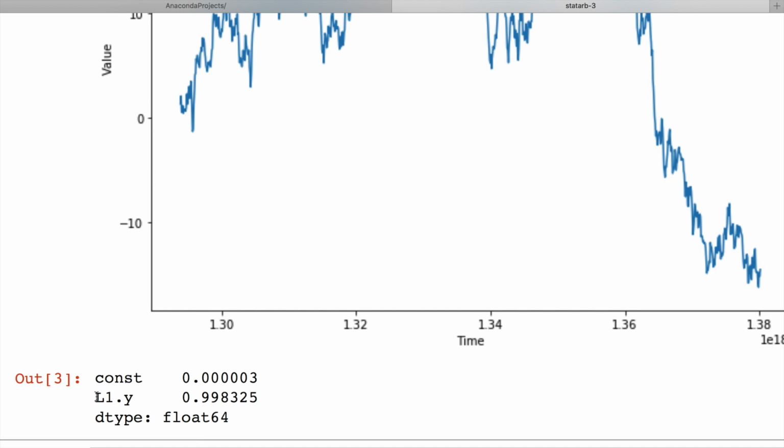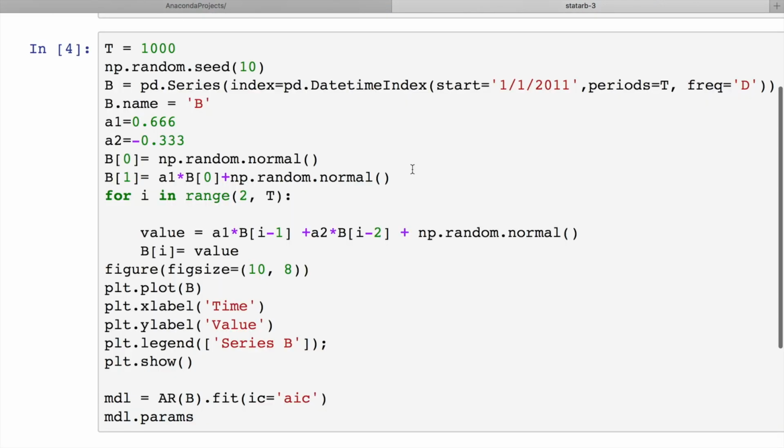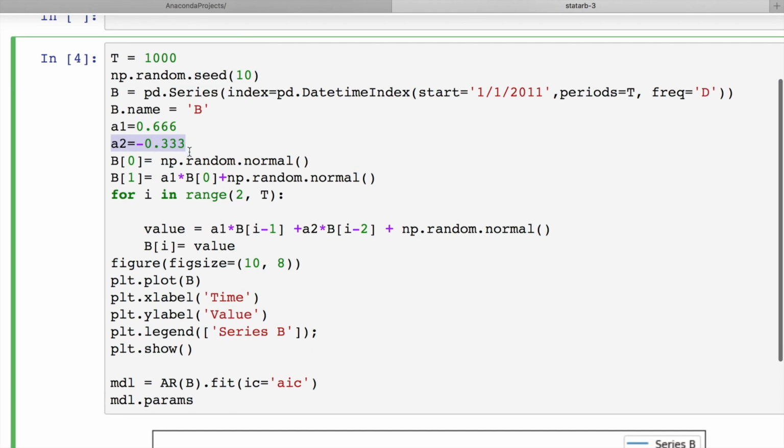Here is the output for the random walk time series. As you see, it is integrated of order 1, and the alpha value is 0.998325, which is very close to 1. Now let's go further and generate a more complex autoregressive time series with the second order of integration. Alpha 1 equals 0.666 and alpha 2 equals minus 0.333. Here is the chart.